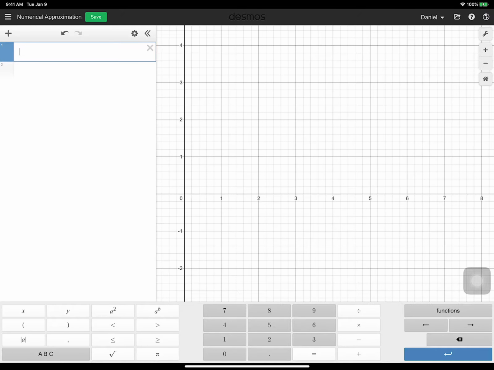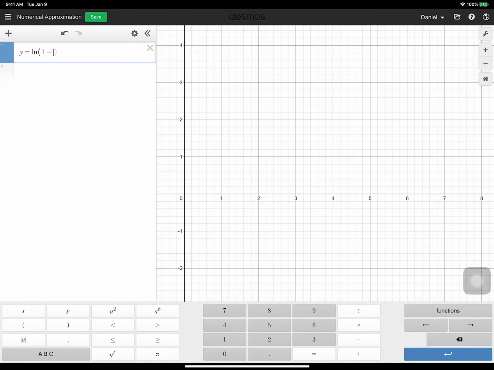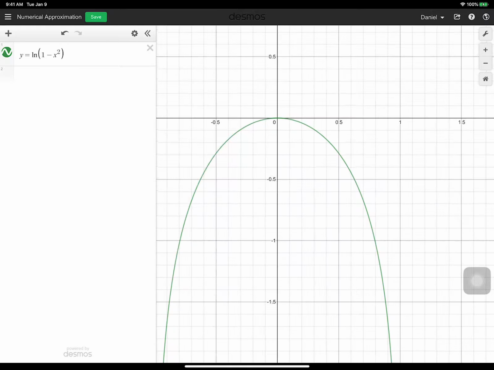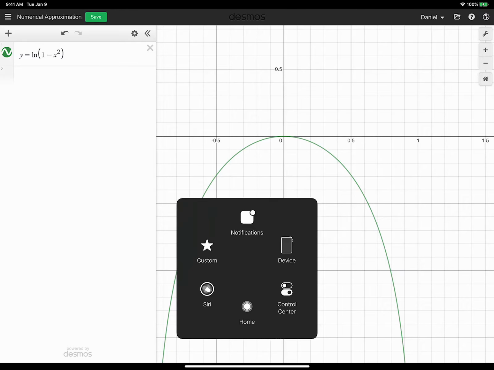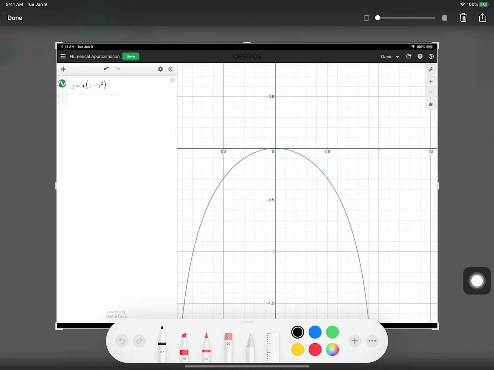Okay, so what do we have here? Y equals, we need some functions. Natural log of 1 minus x squared. That's a good one to look at. Let's go to the device. We're going to take a screenshot of this. That's not what I wanted to do. I wanted to resize. There we go.